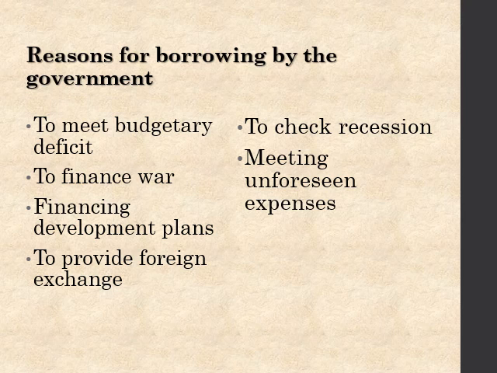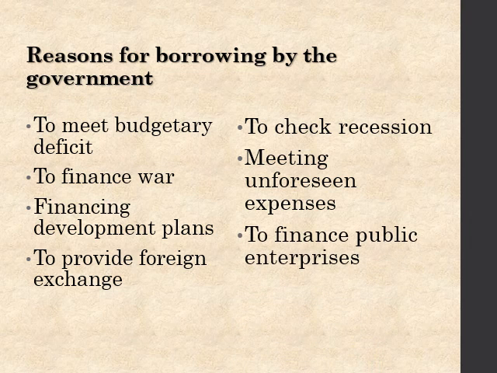So meeting unforeseen expenses like natural calamities, anything that comes by chance, then at that particular point of time you need to borrow money. Then finance public enterprises, you need to invest in public enterprises. For that you need to borrow money if you do not have money. Okay, so you are borrowing. Soft revenue options also we have. So while public expenditure, every point has its own importance. So we are borrowing money.